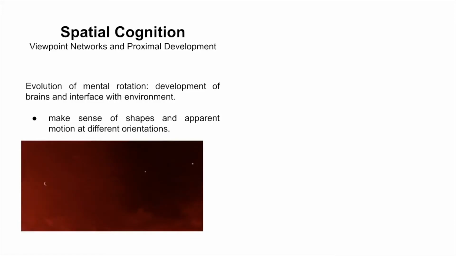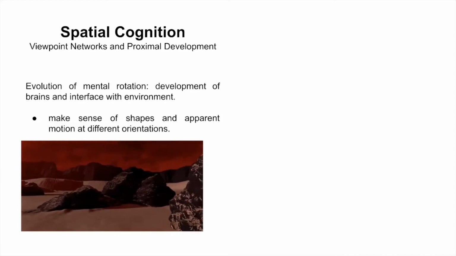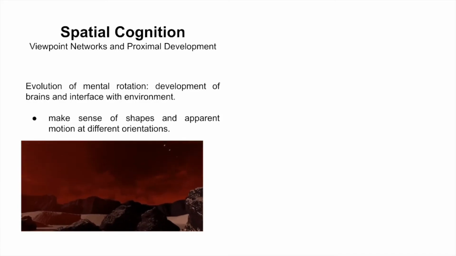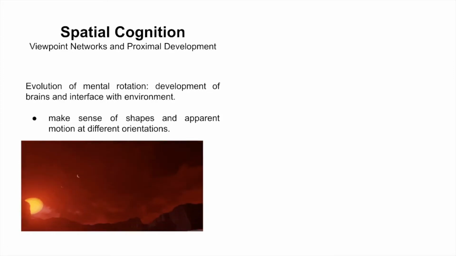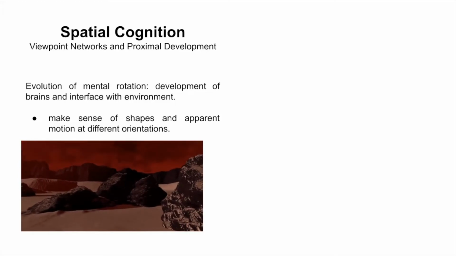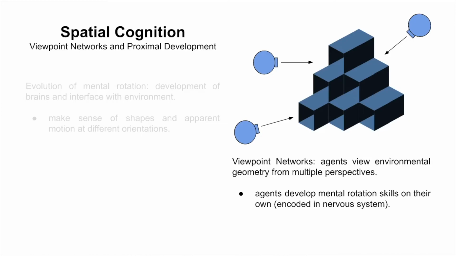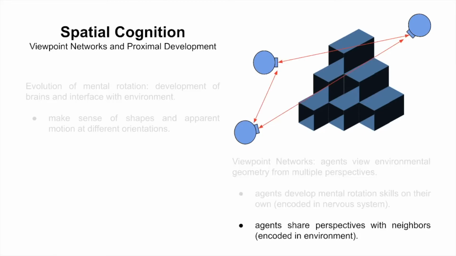And so the reason I point this out is because we can then take our agent and put it into behavioral contexts such as spatial cognition. In viewpoint networks and proximal development, which we'll talk about here, we use the example of mental rotation, which is the development of brains and their interface with the environment. This is where they have to make sense of shapes and apparent motion in different orientations on this alien planet. And here's a viewpoint network with different agents, and they're developing and taking in information from different viewpoints of this geometric structure. They're developing mental rotation skills on their own. It's encoded in their nervous system, but they have to gain information from the environment to put everything together.